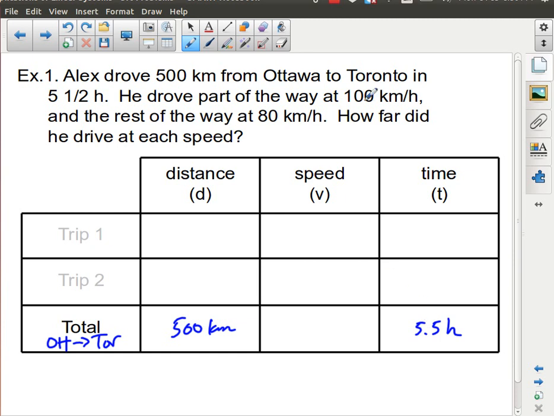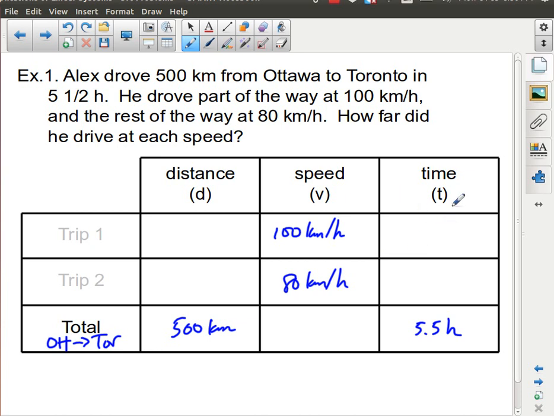He drove part of the way at 100 kilometers per hour. So I'm going to call that trip number 1, and I'm going to put 100 kilometers per hour. Now this is a good time for you to take a moment and check those units. We want to make sure units are consistent. So far I've got distances in kilometers, I've got time in hours, and my speed is in kilometers per hour, so that's good. Doesn't look like I'm going to have to change anything here. And the second trip was at 80 kilometers per hour.